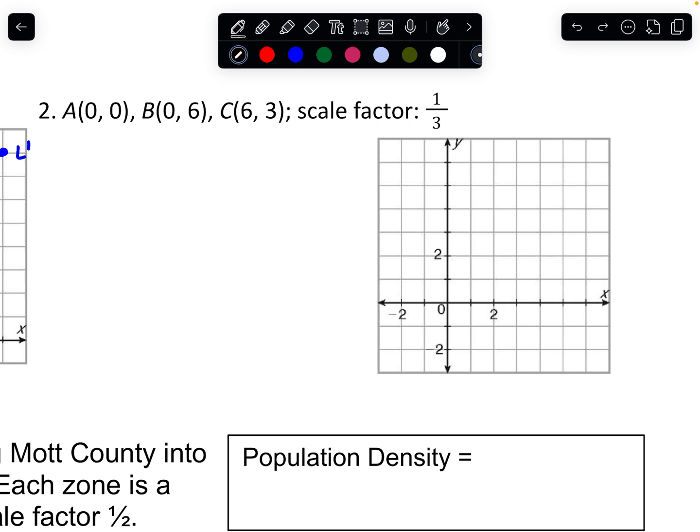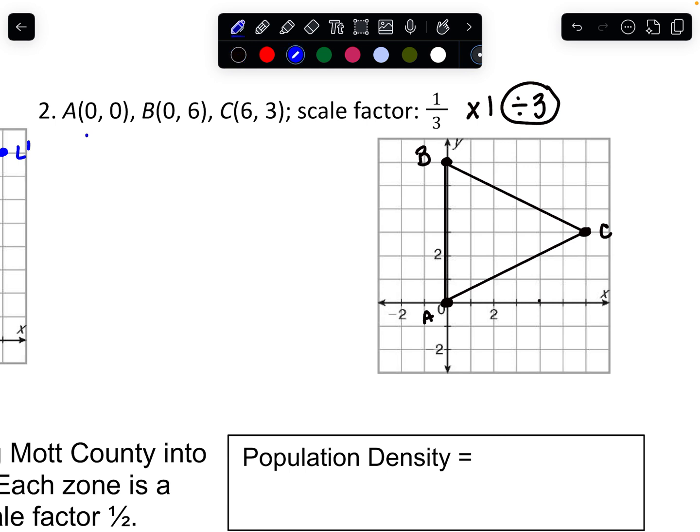Okay, A is at 0, 0, B is at 0, 6, C is at 6, 3. A, B, C. All right, our scale factor is 1/3. So we are multiplying by 1/3. That is the same thing as multiplying by 1 and then dividing by 3. Multiplying by 1 doesn't do anything. So this is essentially the same thing as just dividing by 3 to everything.